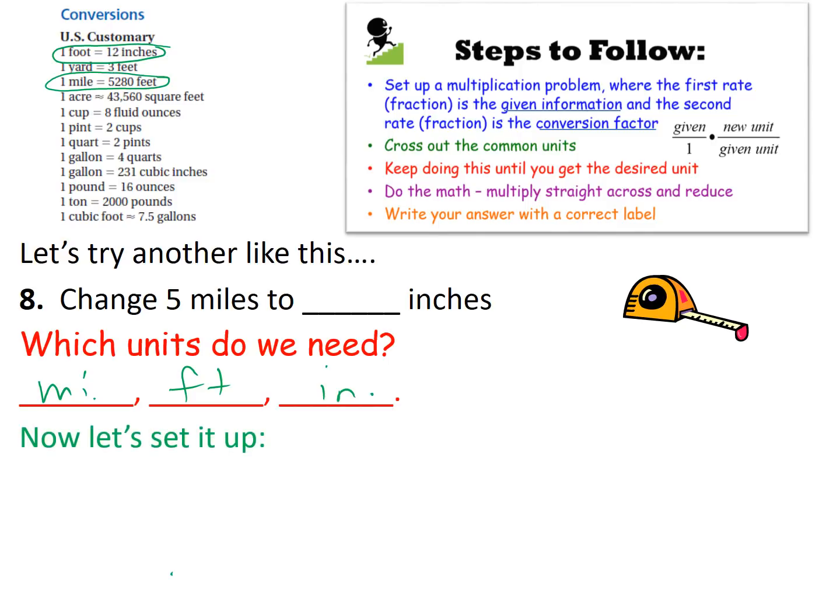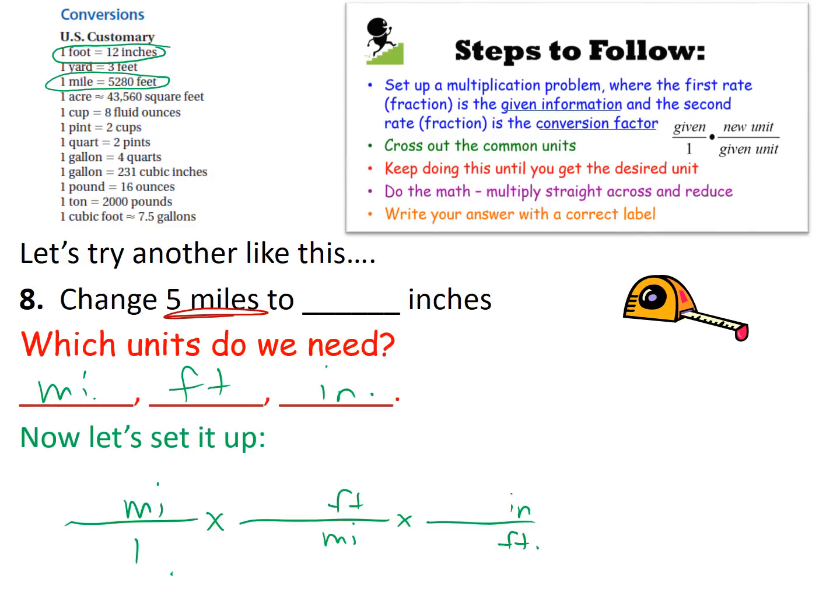We set it up. We start off with miles over 1. Now we have to make a stop off in footland, so we go from miles to feet, and then finally we make it home to inches. Set it up. So we are set up now. Now we just plug in the information that we have.